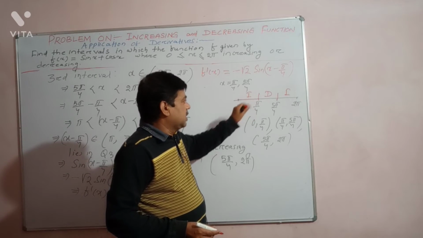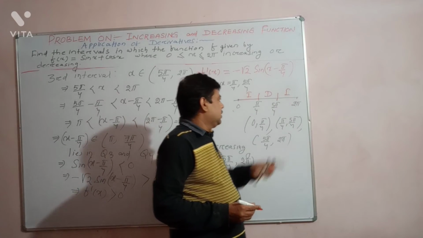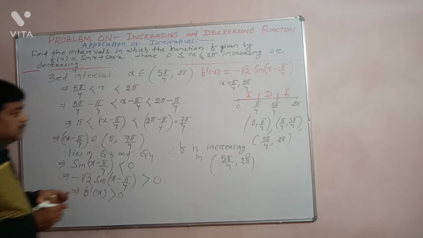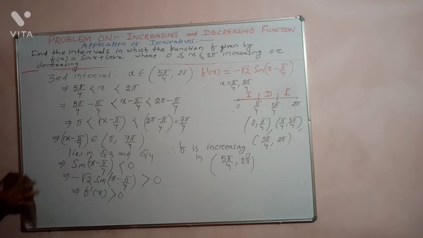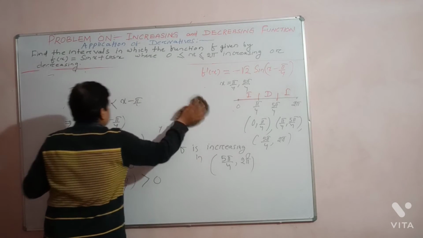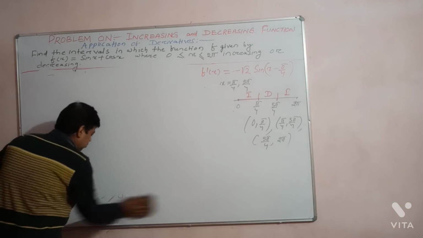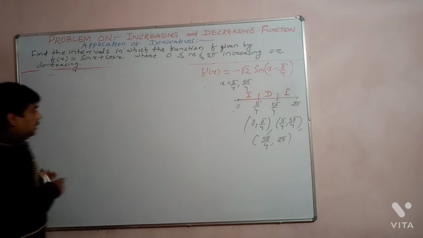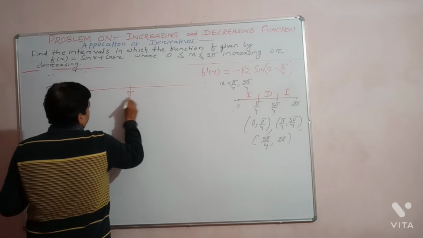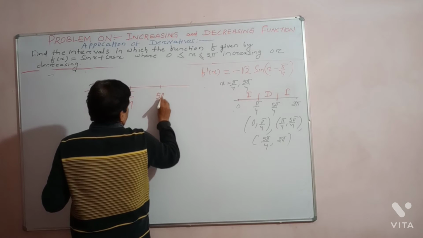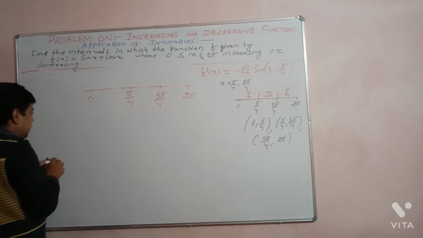So see, in the interval 0 to pi by 4, the function is increasing. Is it clear once again? And in the interval 5 pi by 4 to 2 pi, the function is also increasing. And in the interval pi by 4 to 5 pi by 4, the function is decreasing. Let us write our conclusion. What we got here: this is pi upon 4, this is 5 pi upon 4, this is 2 pi, and this is 0.